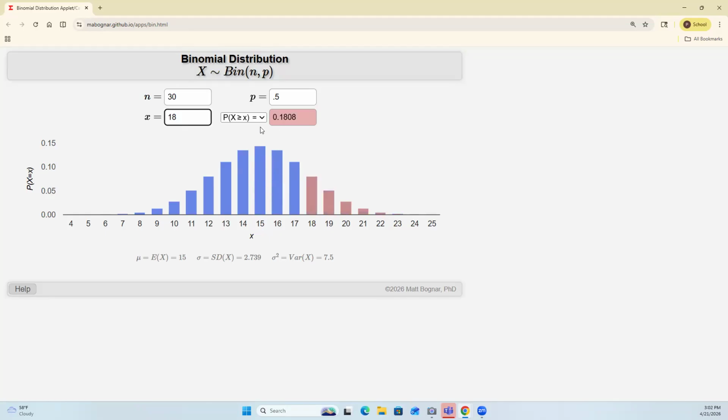18, there's only an 8% chance of getting exactly 18, but 18 or more, there's like an 18% chance. That's still pretty common. Does anybody remember our probability cutoff when we say something is surprising?